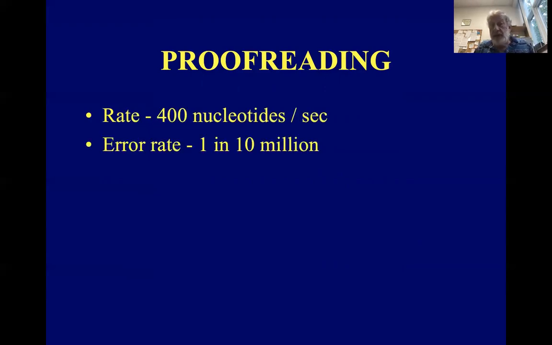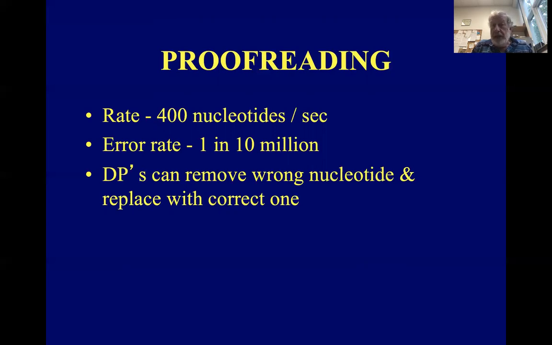Now, DNA polymerases can add 400 nucleotides per second. That's pretty fast. And they have an error rate of only 1 in 10 million base pairs. So that's pretty good. That's because they have what's called proofreading ability. They can remove the wrong nucleotide and replace it with the correct one if a wrong one's been put in.